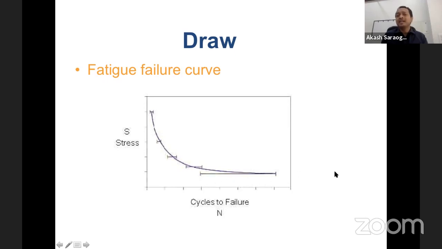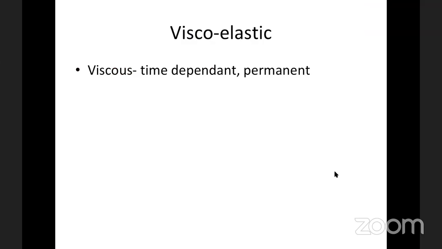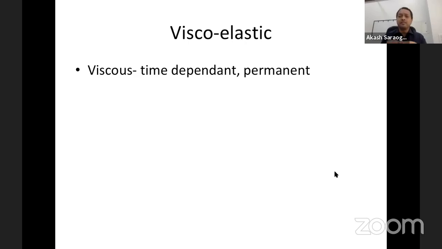So how many cycles are needed? 10 million cycles. Now, what does viscoelastic mean? Viscoelastic is two words, viscous and elastic. We know what is elastic. It is temporary and it can come back to its original shape. But what is viscous? Viscous is permanent. Now, what is the difference between viscous and plastic then? The difference is the time.